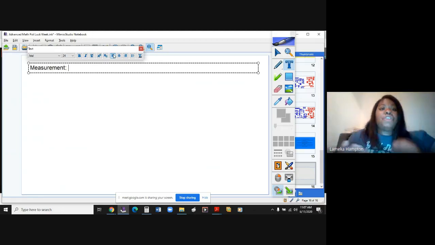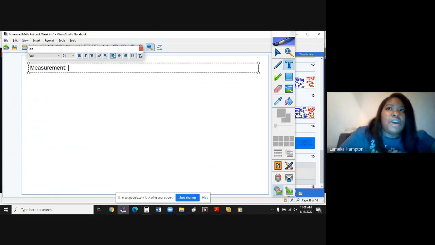So the definition, what is measurement? Measurement is simply when you measure stuff, when you find out how long something is or how wide something is or how deep something is. So I guess measurement deals with distance, it deals with time, it deals with a lot of different things. So that's what we're going to be talking about today. Measurement.